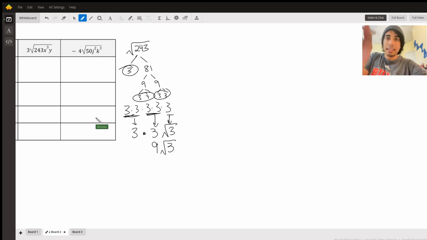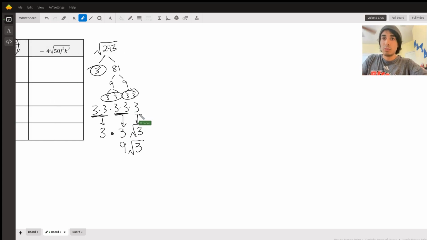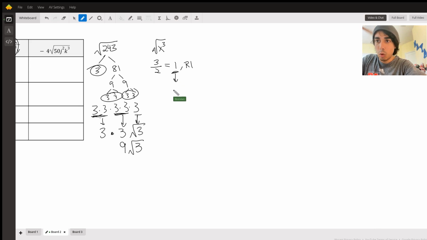And now we're going to look at each of our letters. So let's look at the x cubed first. All right, so remember, take that exponent, divide it by 2 because it's a square root. 3 divided by 2 is 1 with a remainder of 1. So 1, that tells us that 1 is going to come out. This is an x. And then the remainder tells us that there is 1 staying on the inside. All right, there we go. So we've simplified the x part.